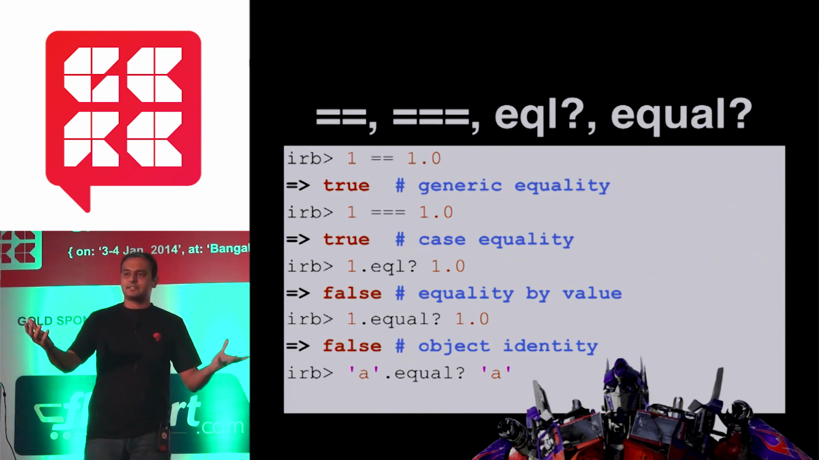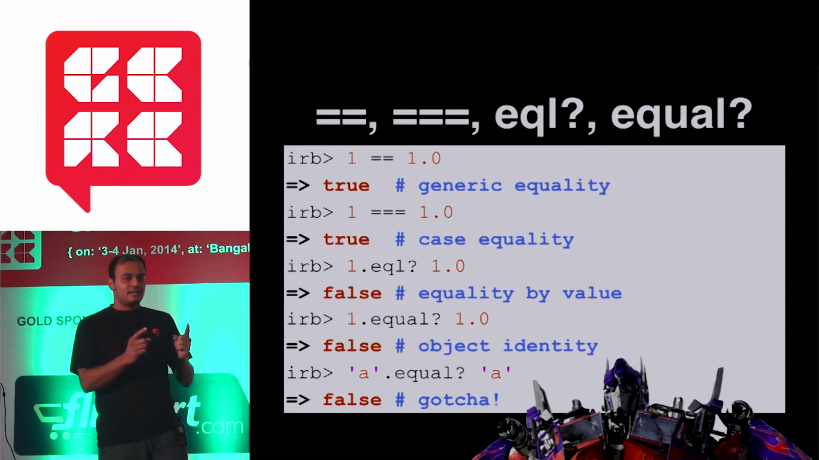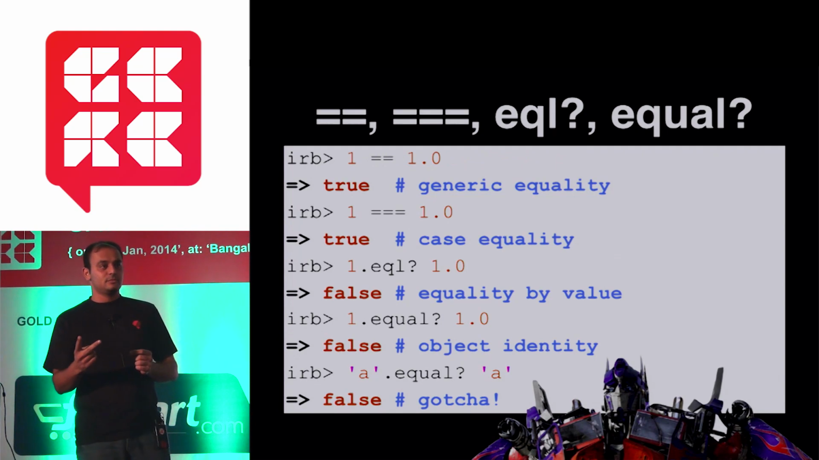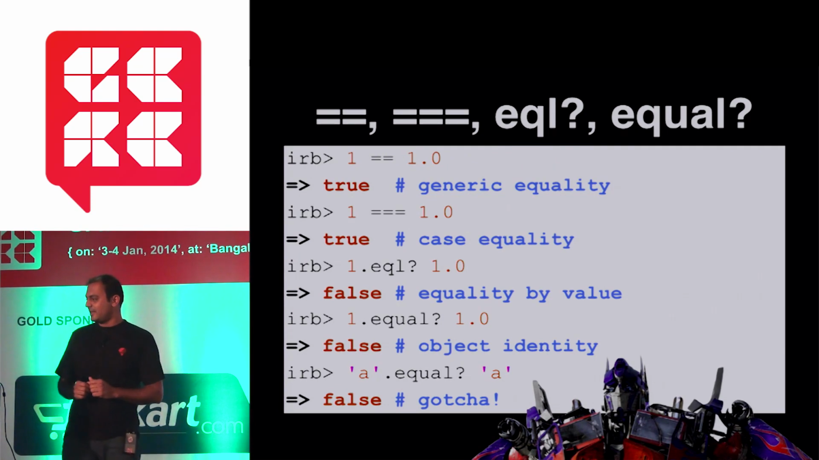True, false, what's it, guys? String A and string A are two different Ruby objects. If I switch that to a symbol, thank you, that's where you go.